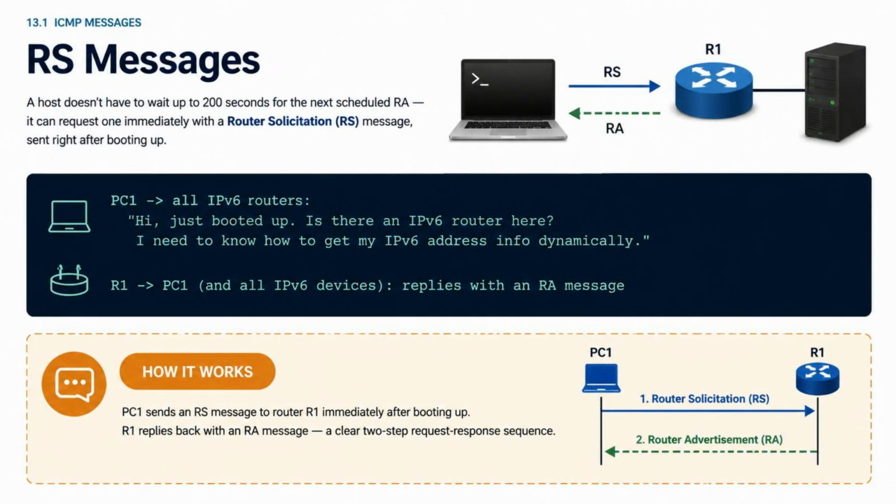It can request one immediately with an RS message, typically sent right after booting up. Walk the 2-step exchange on screen. PC1's RS, asking if a router is present, followed by R1's RA reply. This is the same RS/RA process introduced back in Module 12, now shown as an ICMP message type specifically.